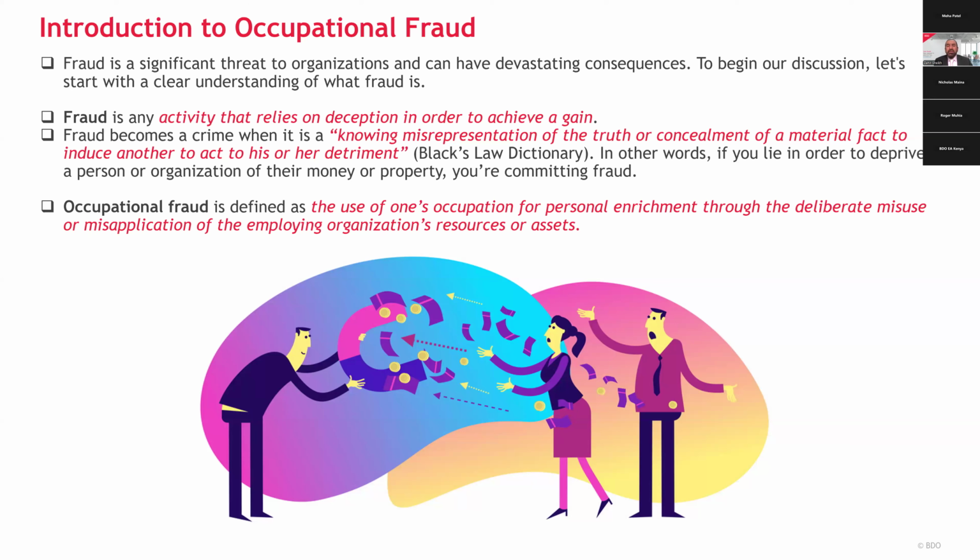If you lie in order to deprive a person or organization of their money or their property, you are committing fraud. And occupational fraud is defined as the use of one's occupation for personal enrichment through the deliberate misuse or misapplication of the organization's, the one that's employing you, their resources or their assets. And we already know that this kind of fraud is perhaps the most costly and the most common form of financial crime in the world.